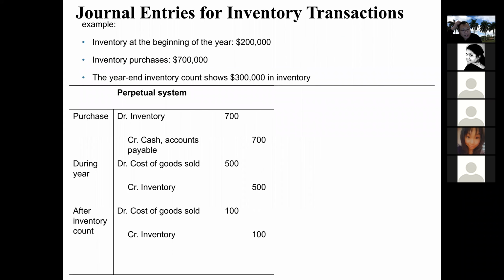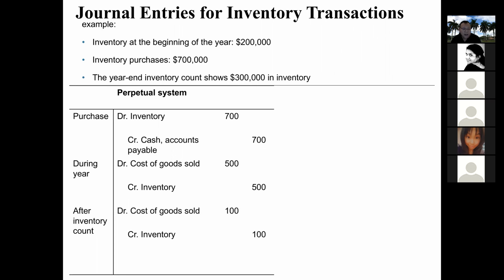Okay, in terms of journal entries, under the perpetual inventory system, when you make a purchase, you debit the inventory, right? Because these items you purchased increase your inventory. Those are the additions. You debit inventory, credit cash or accounts payable. During the year, whenever you sell an item, you recognize a decrease in inventory. You credit inventory, and you debit the cost of goods sold.